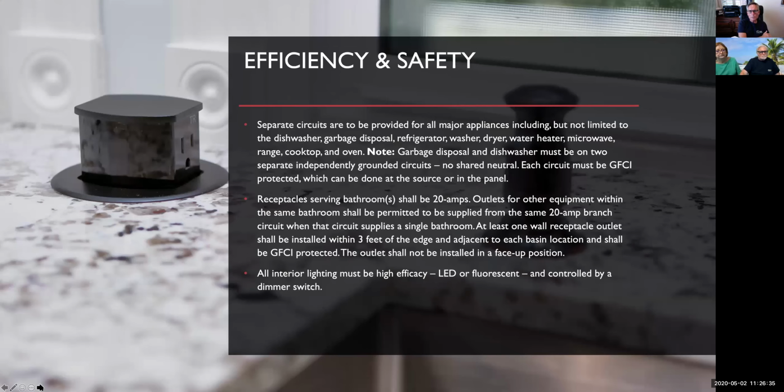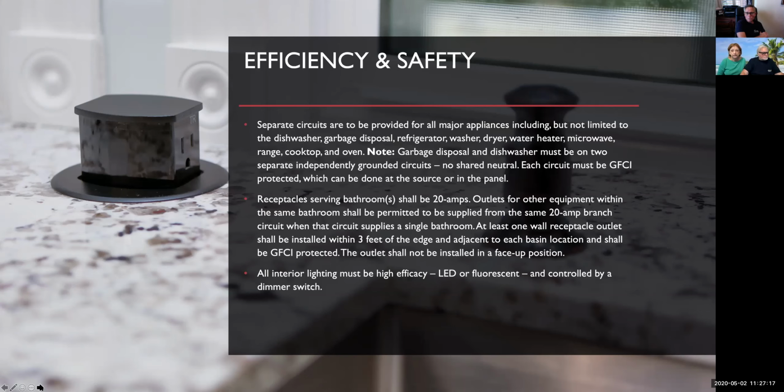Separate circuits are to be provided for all major appliances now, including, but not limited to, the dishwasher, the garbage disposal, the refrigerator, the washer, dryer, water heater, microwave, range, cooktop, and oven. And in your home, you may have one duplex outlet that the dishwasher and garbage disposal are plugged into. That's no longer allowed. They now must be on independently grounded separate circuits with no shared neutral.